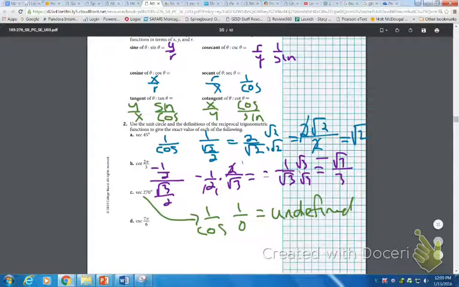And our last one, our cosecant of 7 pi over 6. Cosecant is our 1 over sine. All right, what is our sine of 7 pi over 6? Negative. So 1 over negative 1/2. Okay. So that would essentially be a negative. Reciprocal of negative 1/2 is negative 2. That's it. Questions on those?